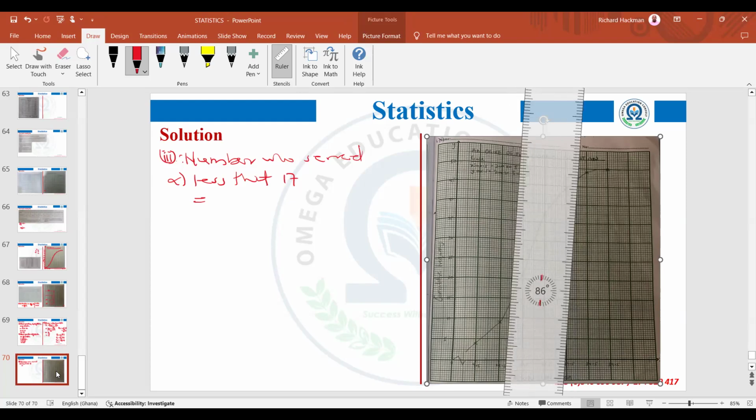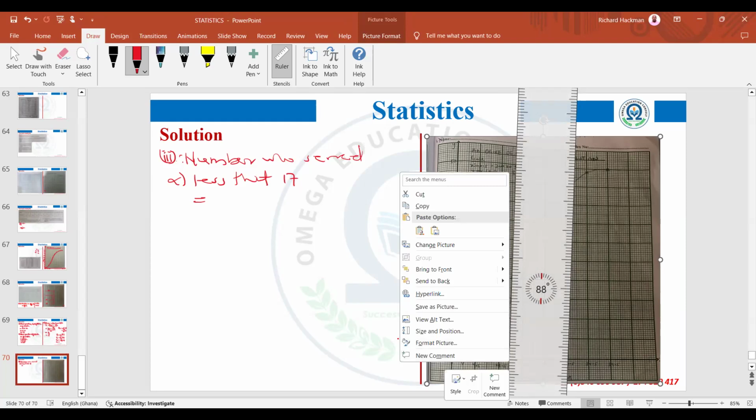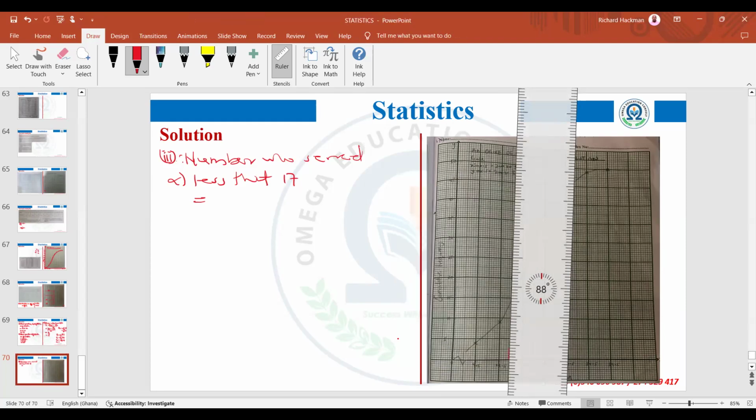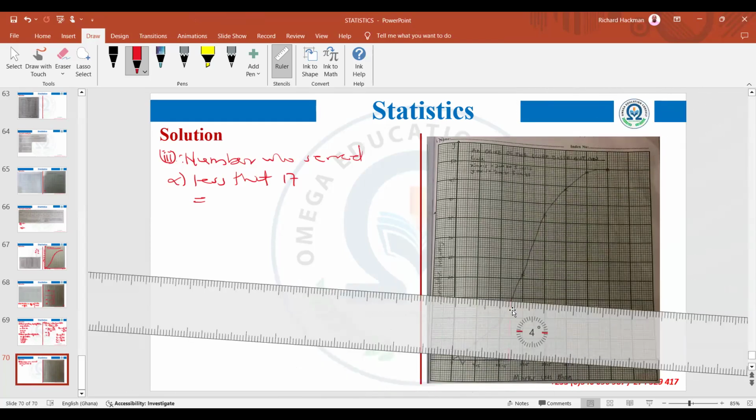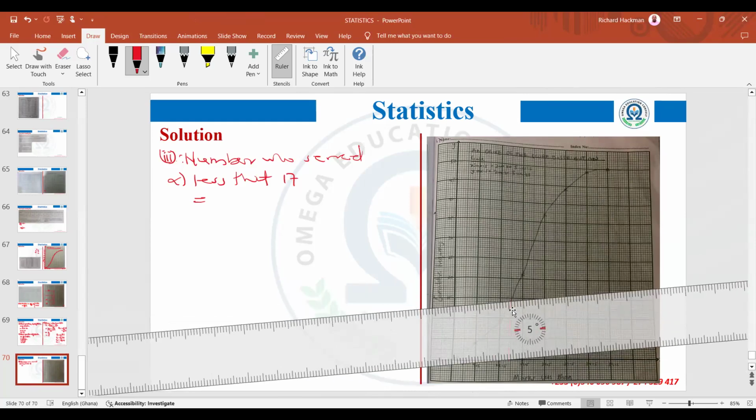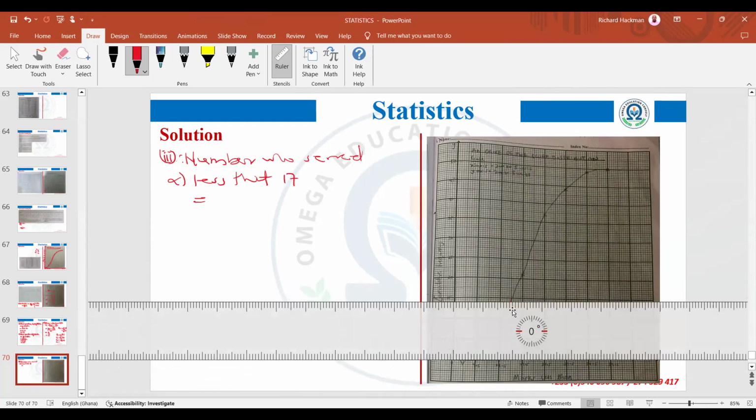All right, so now this is what we have. I'm going to trace. Assuming this is my 17, I trace. And my final reading, you said, should be on the y-axis. So I come and trace on the y-axis. I hope you are following, my professors.